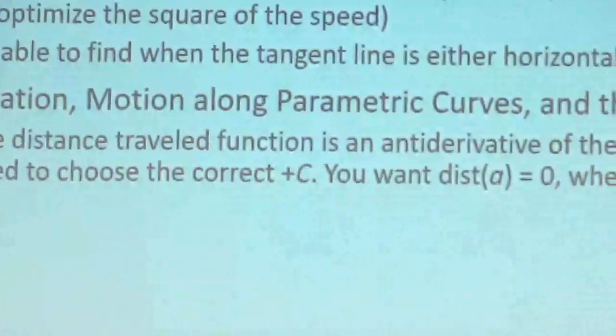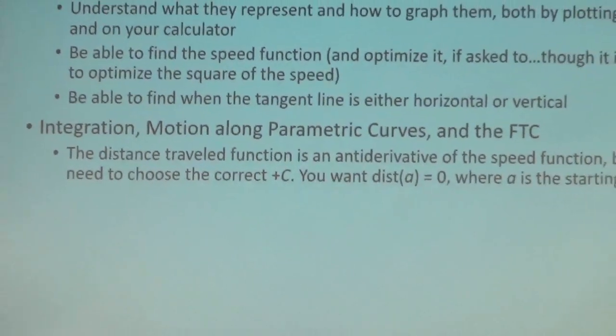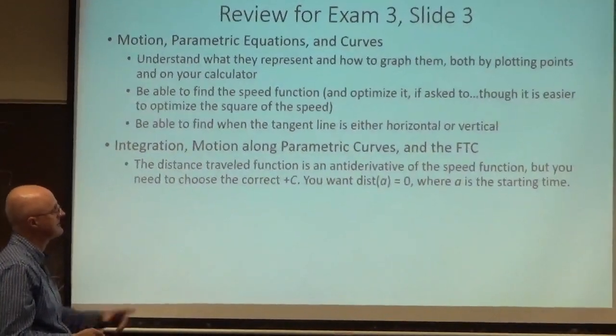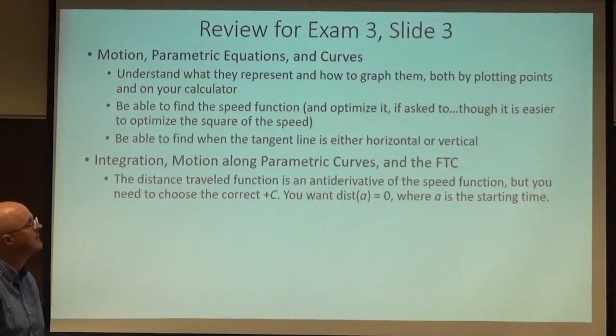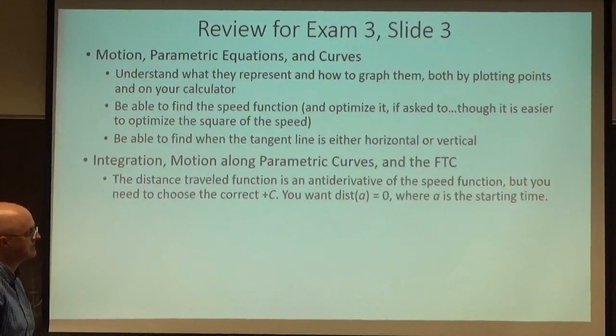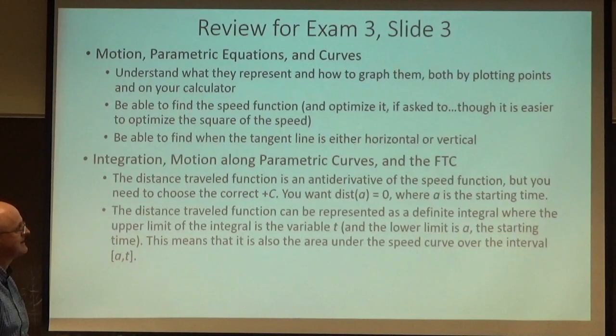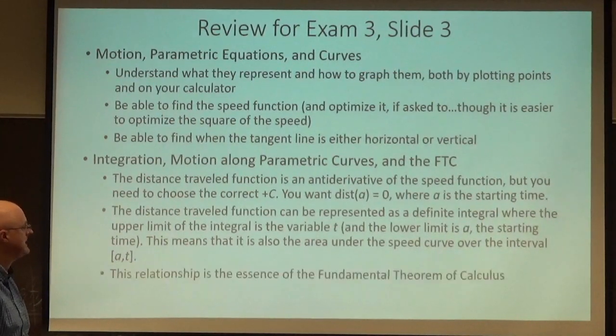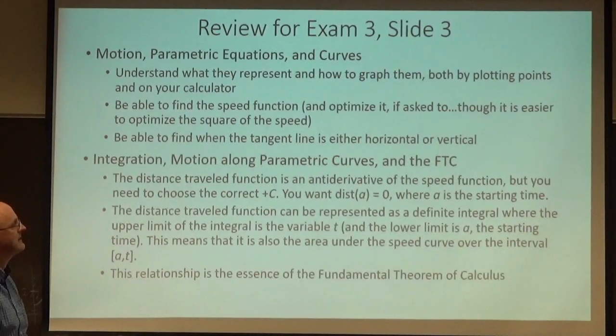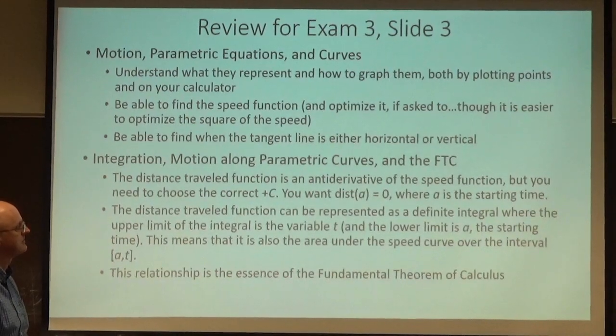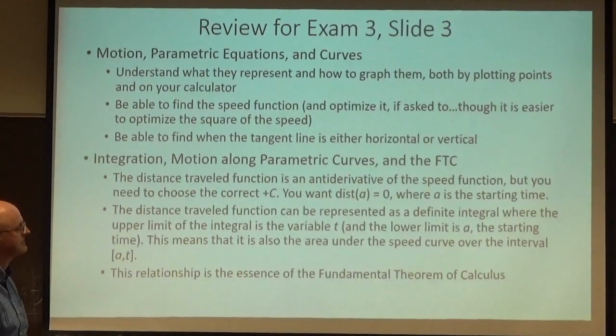Relate this stuff with integrals in the FTC. Distance traveled is an antiderivative of the speed, but you need to choose the plus C correctly, so that dist of a is 0, where a is your starting time. Often 0, but it doesn't have to be. And you can represent it as a definite integral. And the FTC implies that the distance is also the area under the curve. It's the essence of the FTC.